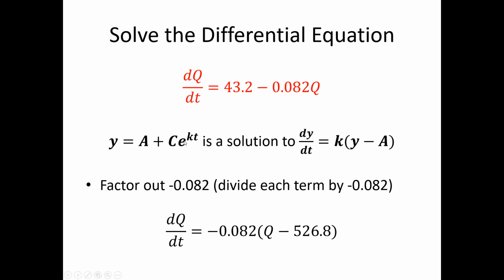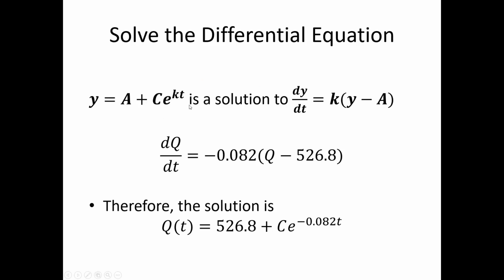Now notice with this example that this is the solution. All I have to do is see k is negative 0.082, A is 526.8. So I have everything that I can plug in here. I plugged in my A, 526.8, and I plugged in my k.